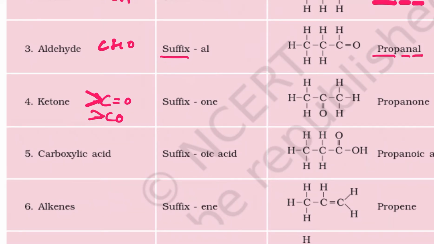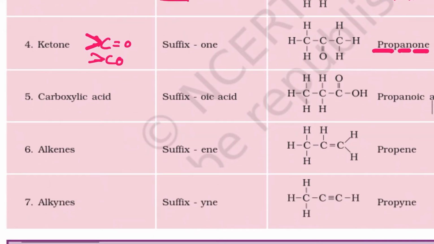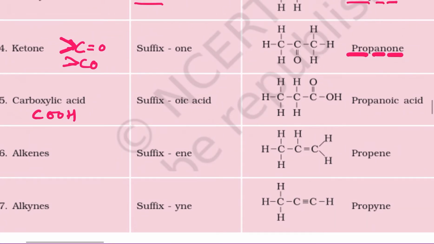Now here, if propanone, that is 3 carbons, AN for single bond and ONE for the C=O group. Then carboxylic acid. In carboxylic acid, and any functional group already containing carbon, if the C is counted, then we say oic acid, and if C is not counted, then we say carboxylic acid. So here we are counting C as a part of the main chain, where C, C and C. So prop for 3 carbons, AN for all the single bonds, and oic acid for the COOH group.